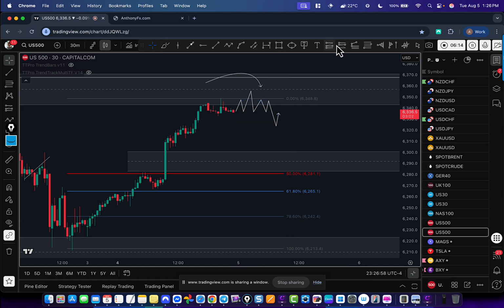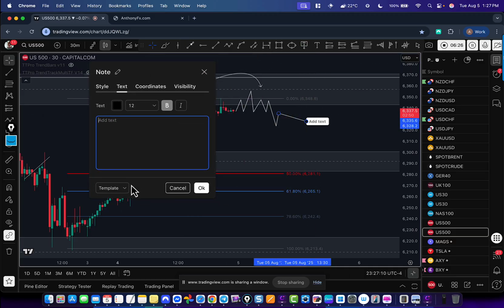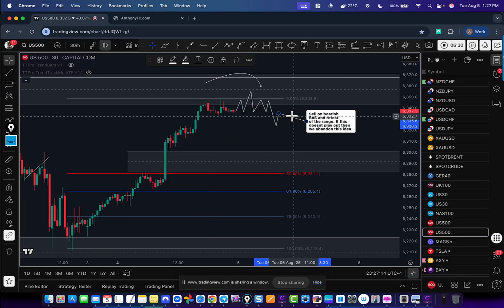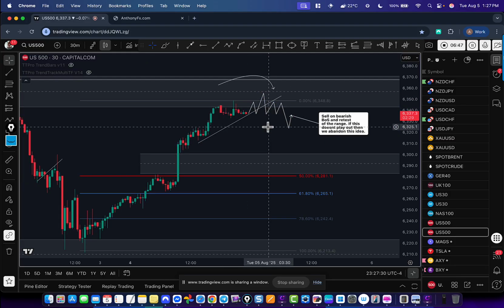So with that, I'm looking for a sell with these criteria. Let me just go to a thing here. Sell on a bearish break of structure and retest to the range. So what I'm looking for is that, basically, to break structure. All right, and then we get that. That's what I'm looking for. And then my target would be this level down in here. So there's a target.